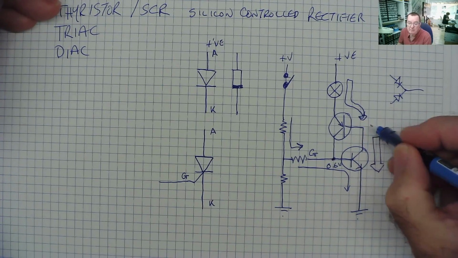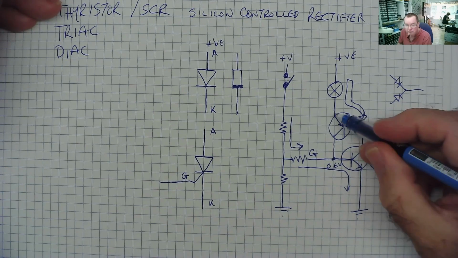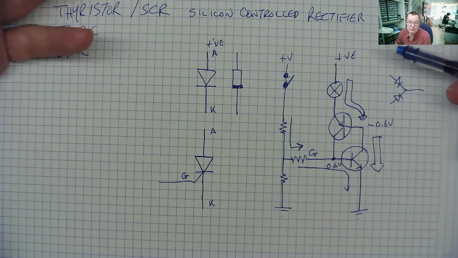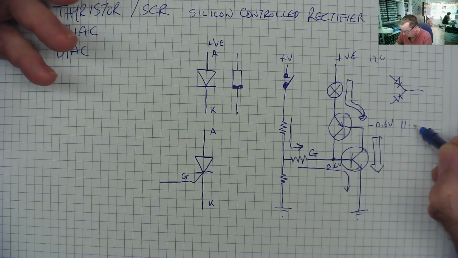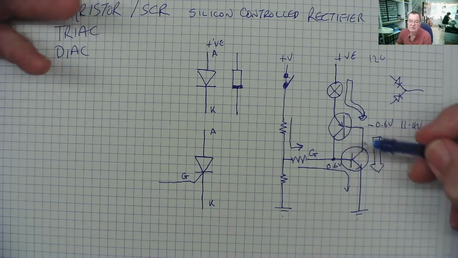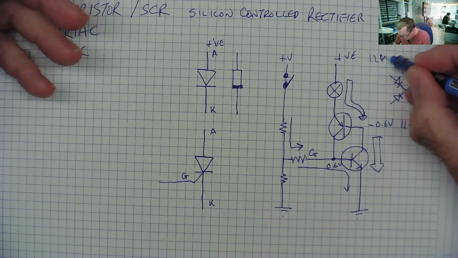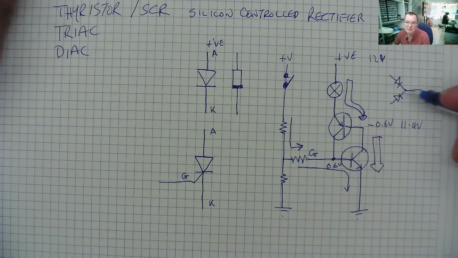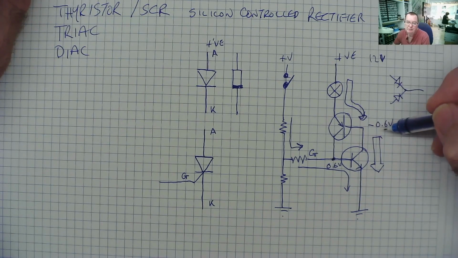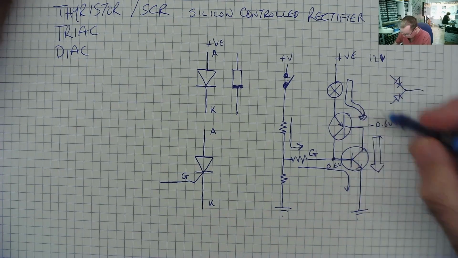So when the base reaches about minus 0.6 volts relative to the emitter, notice they're all positive voltages. If this was 12 volts, this would actually be 11.4 volts. But it's still 0.6 volts negative. Don't let these negative voltages confuse you. Where do they come from in the positive circuit? Yeah, we have 0.6 volts less here than we have there. So this transistor turns on.